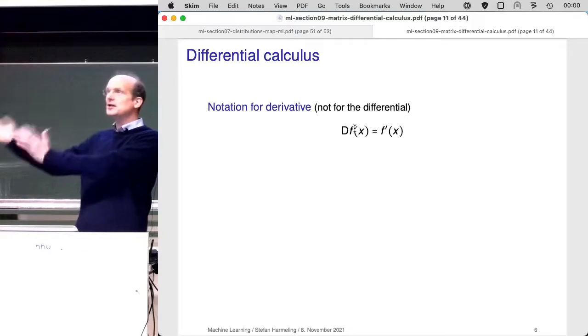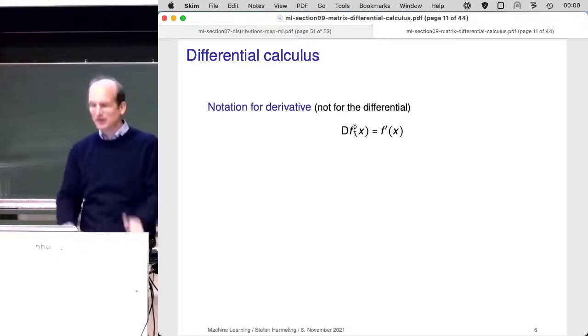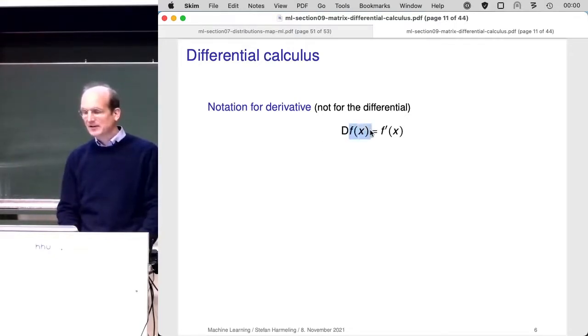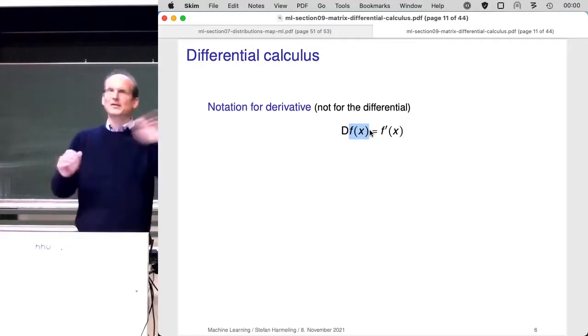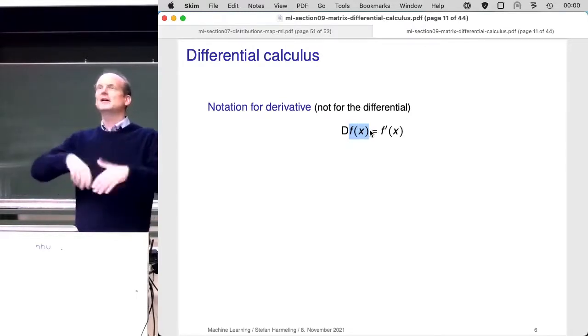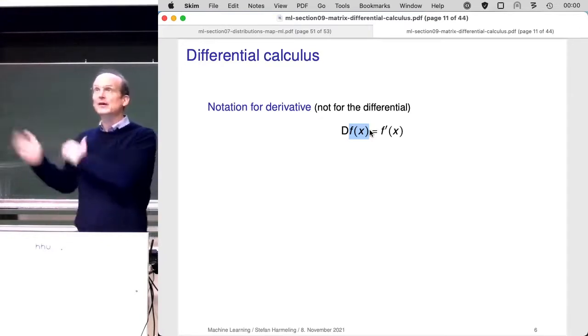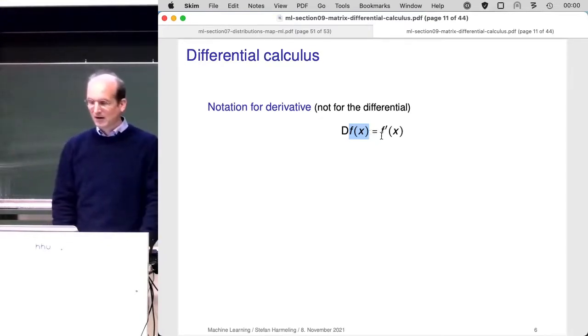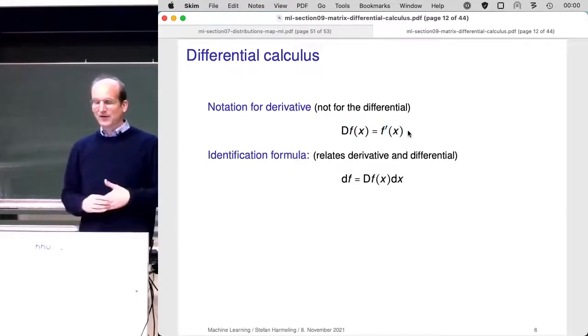evaluated at location x. Okay, so it's not about f of x, and then you have the derivative of that one, but it's actually the D is an operator on the function. It gives you another function, and you can evaluate it at location x. Or if you like this notation, it's the same as that one. Okay, good, so far so good.